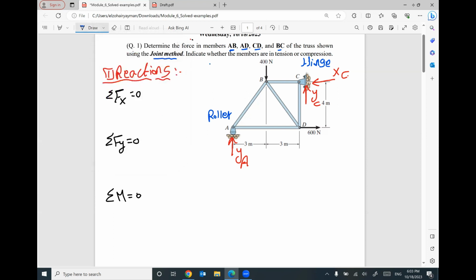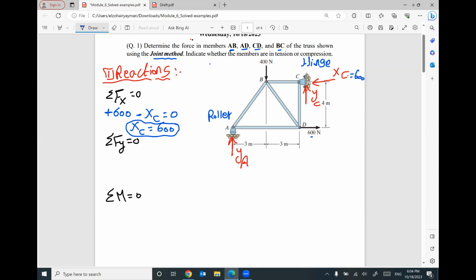So I will start with summation of all forces in X equals 0. I have positive 600. I have XC negative based on my assumption, equals 0. The only unknown in this equation is XC. XC will be 600. So this reaction will be 600.